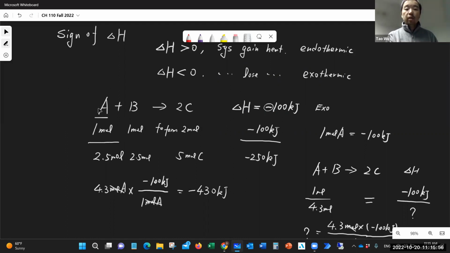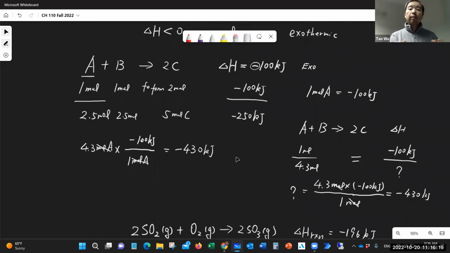And this really depends on the coefficients. This equation has coefficients 1, 1, 2, and then the heat is negative 100. So this is the relationship between moles of the substance and the heat. Based on this, you can figure out the stoichiometry, the heat and the moles of the substance. So this is another kind of stoichiometry.